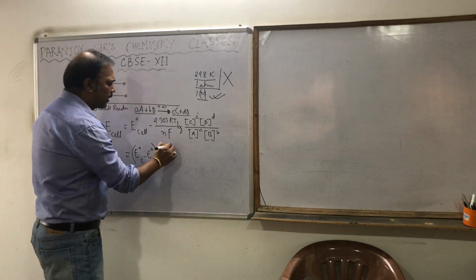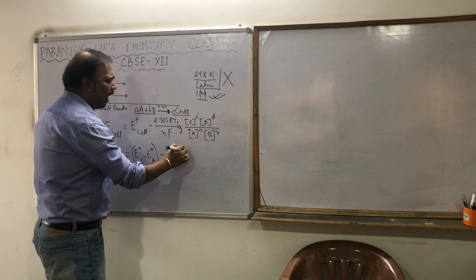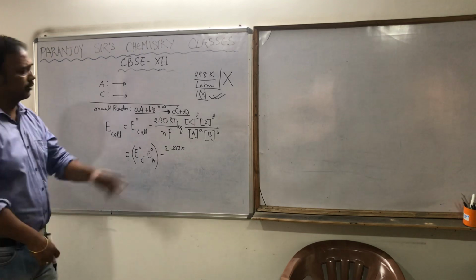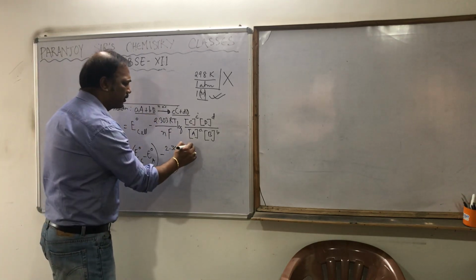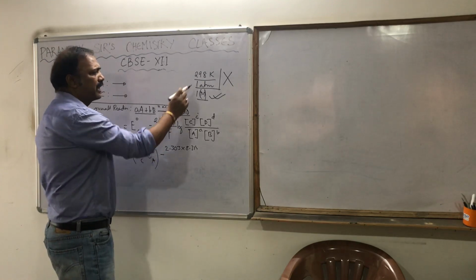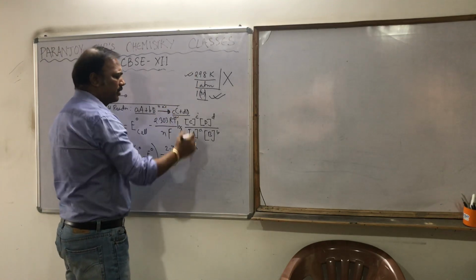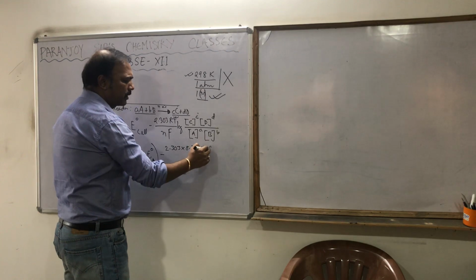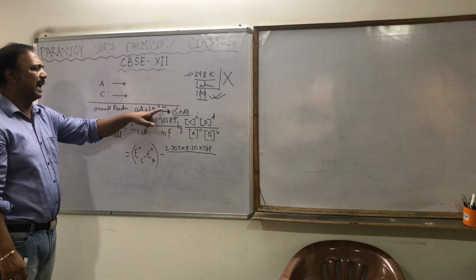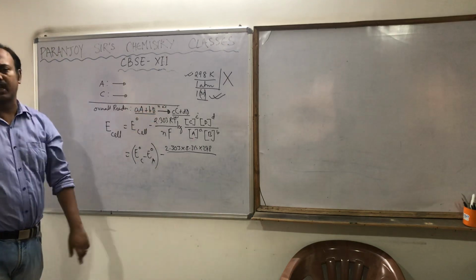Minus 2.303 R. What is R? R in joule is 8.314. The value is constant. T, I told you we are not going to vary the temperature. The temperature remains 298. Divided by n. What is n? n is the number of electrons involved in the reaction.